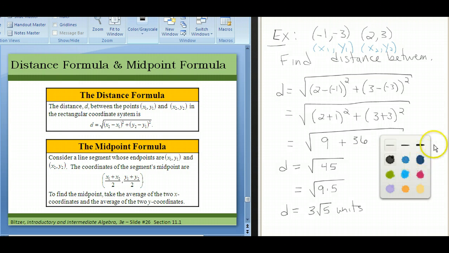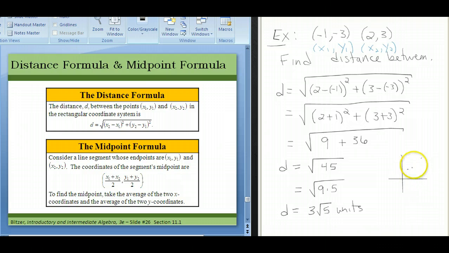So if you took 2 points here, and you wanted to find the distance between them, what you could do is measure how far apart they are in terms of x, and you could measure how far apart they are in terms of y, and that's a little right triangle like that. This right here is the difference of the x's, that's x2 minus x1. This right here is the difference of the y's, y2 minus y1.